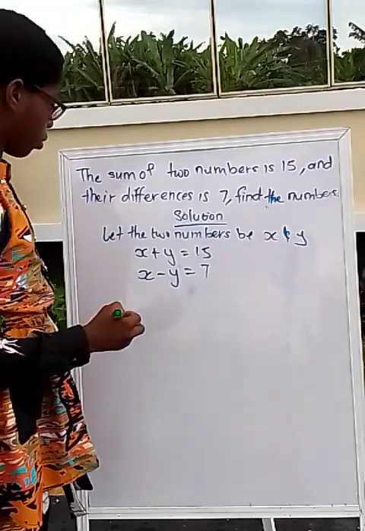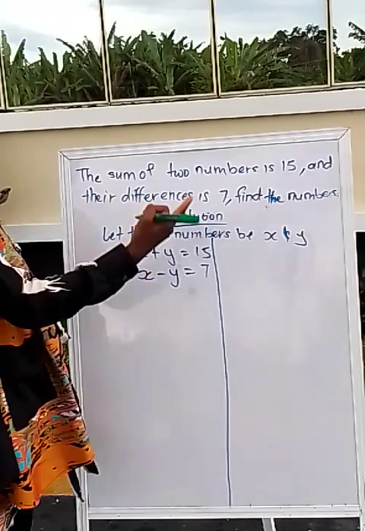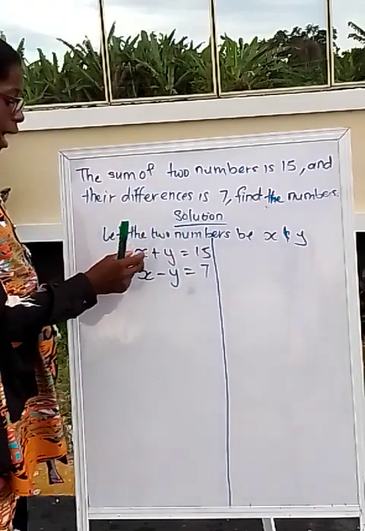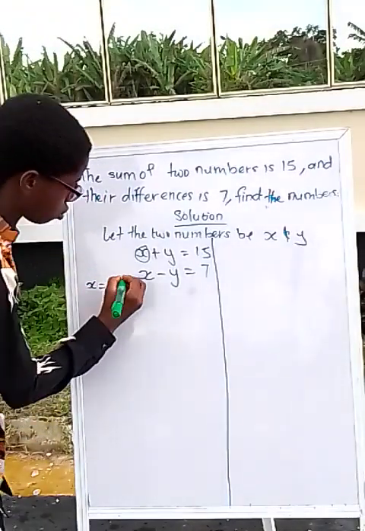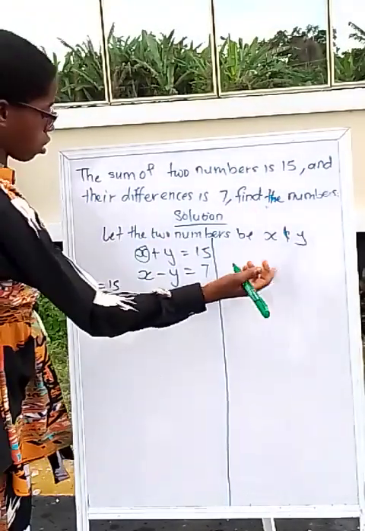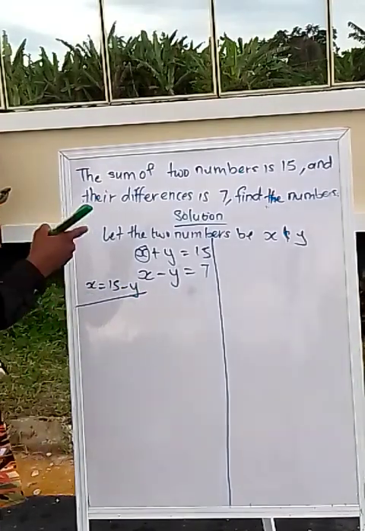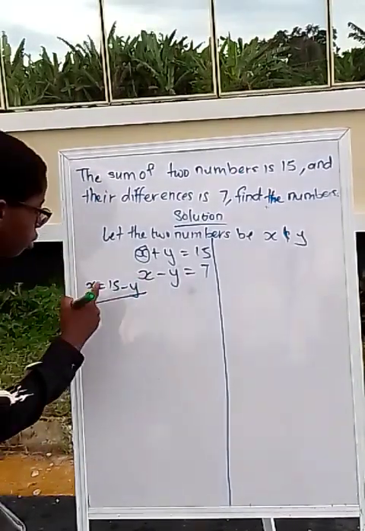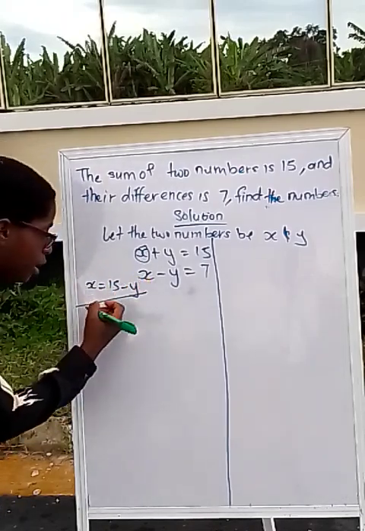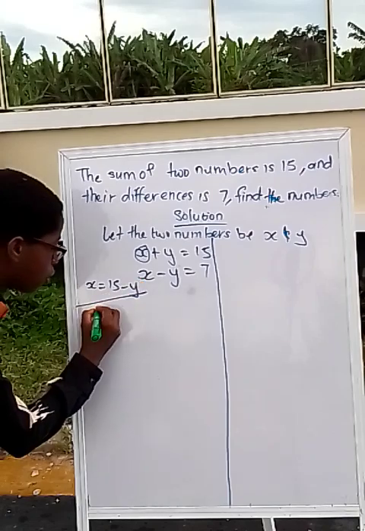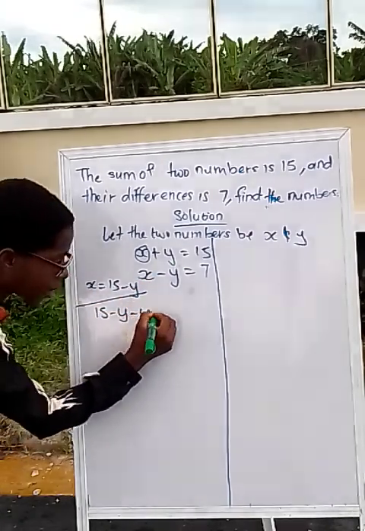Using the substitution method, from equation 1 we make x the subject of the formula. When we do that, our x is equal to 15. When plus y crosses to the other side, it becomes minus y. So we've made x the subject of the formula. Now we substitute it in equation 2. Since x is 15 minus y, we have 15 minus y, then minus y equals 7. I hope you are getting me.